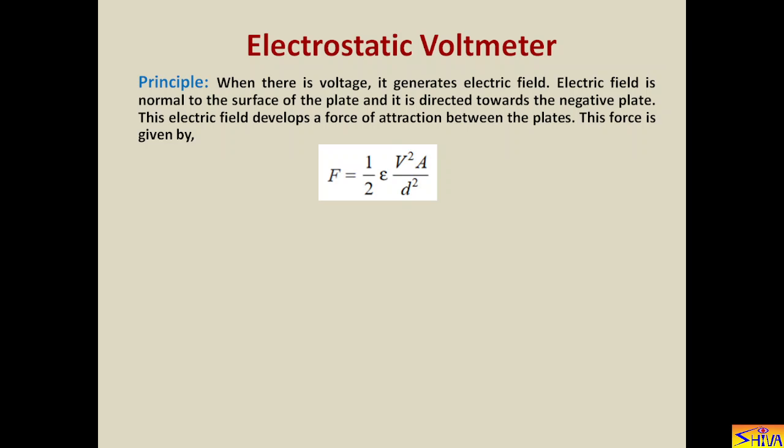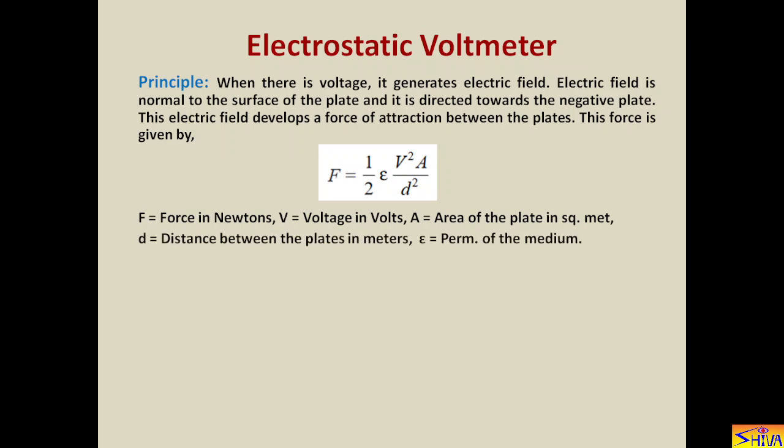So if there is voltage, it generates electric field which is directed normal to the surface of the plate and towards the negative plate, and this develops a force of attraction between the plates, and this force is given by this equation. Here F is force in newtons, V is voltage in volts, A is area of the plates in square meters, D is distance between the plates in meters, and epsilon is permittivity of the medium.